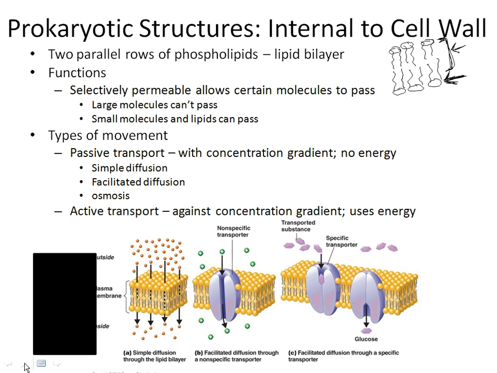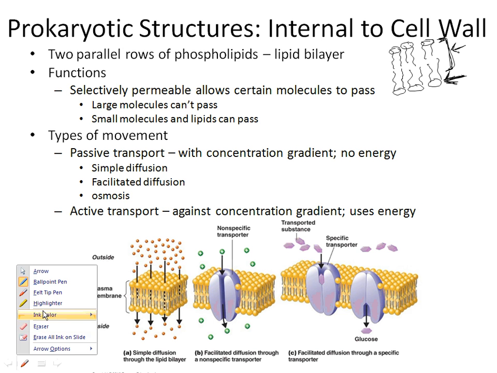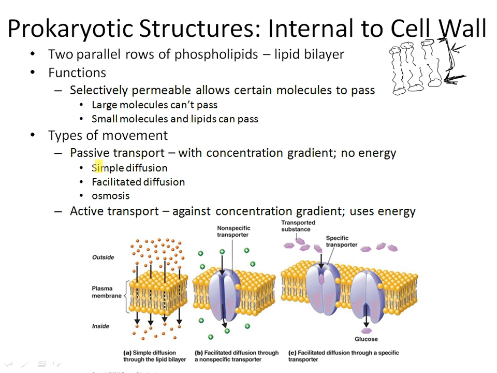Let me get rid of this before I mess something up. Okay? We've got simple diffusion, facilitated diffusion, and osmosis. Those are the three types of passive transport. Passive transport means that we're moving molecules with the concentration gradient. Okay? So how that works.